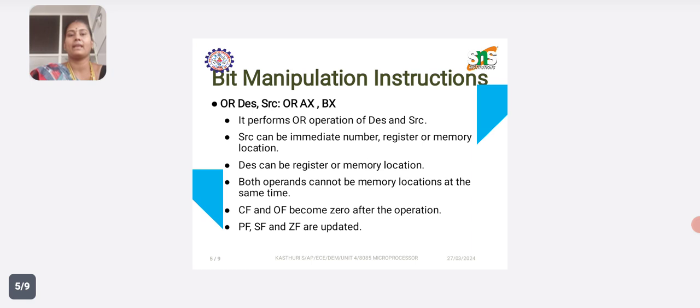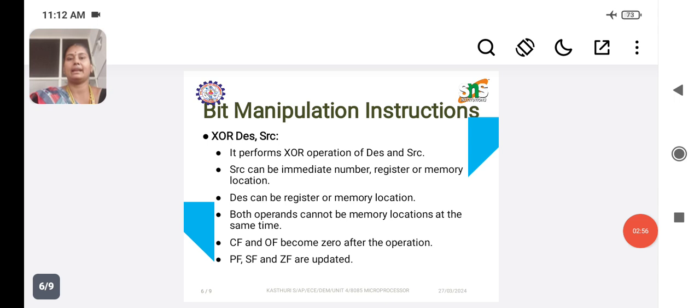Next is the OR operation. In the OR operation, if either of the inputs is high, the output is high. For example, 0 plus 0 gives 0, and 0 plus 1, 1 plus 0, 1 plus 1 all give the output 1. This instruction also affects the flags in the flag register. Next is the XOR operation. XOR is nothing but exclusive OR. If the two inputs are different, the output is high. That is the exclusive OR operation. If both operands are equal, the output is 0.